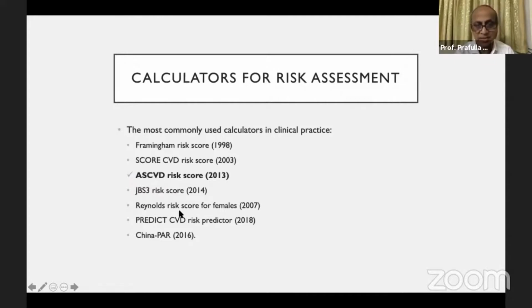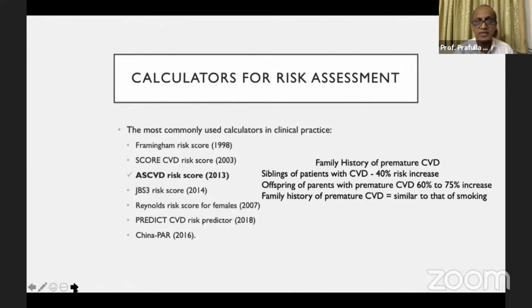Then there is a special Reynolds risk score, which was tested in a healthy female adult population. There is a PREDICT CVD risk score from New Zealand. China too has its own risk score. Unfortunately, we do not have a risk score for Indians, and Indians, as I told you, get coronary artery disease as well as strokes a decade earlier than the Western world.